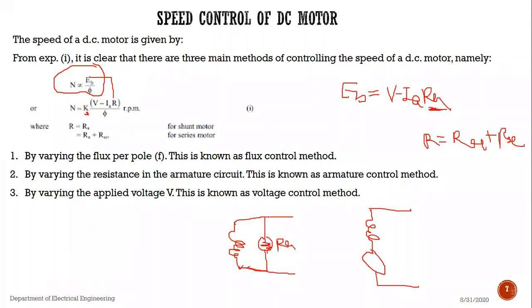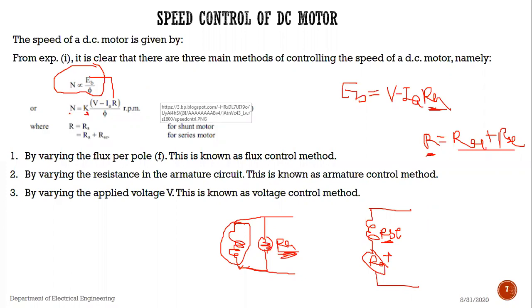While doing the calculations or controlling the speed of a DC shunt motor, you should consider only the armature resistance value. But in case of the series motor, here is also Rse, that is the resistance of the field circuit. Here we are not considering that one, but here we need to consider it, because these two resistances are in series. That's why we have to add these two, then we get R equal to Ra plus Rse.